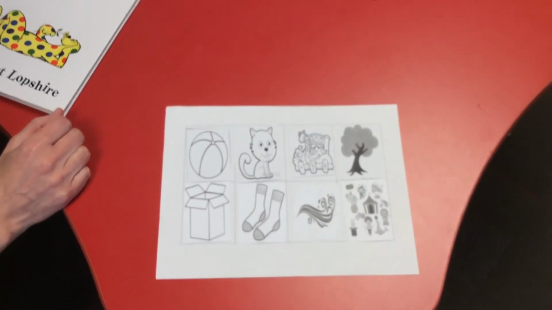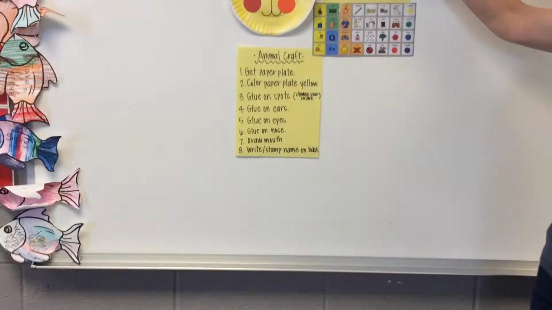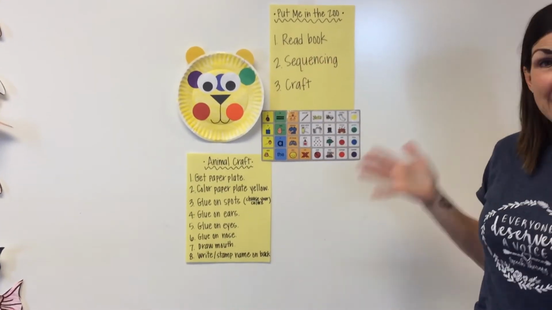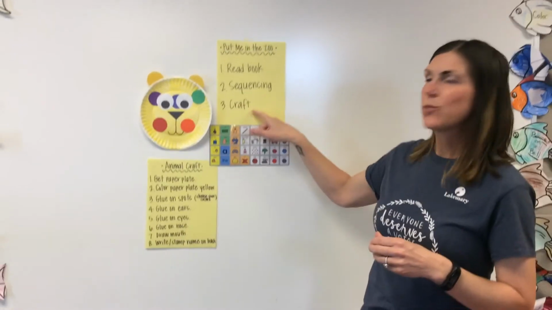All right, and so that completes number 2 on our list. If you remember, we'll come up here again. We're supposed to read our book, which we read. Number 2 is sequencing, and we just did that with 8 pictures. Now, of course, I hope that you pause the video a couple times to ask those questions, find those pictures. The next one is the craft.